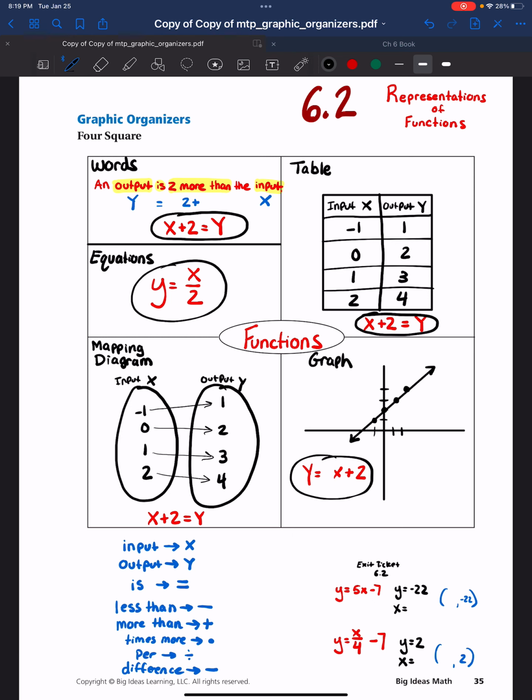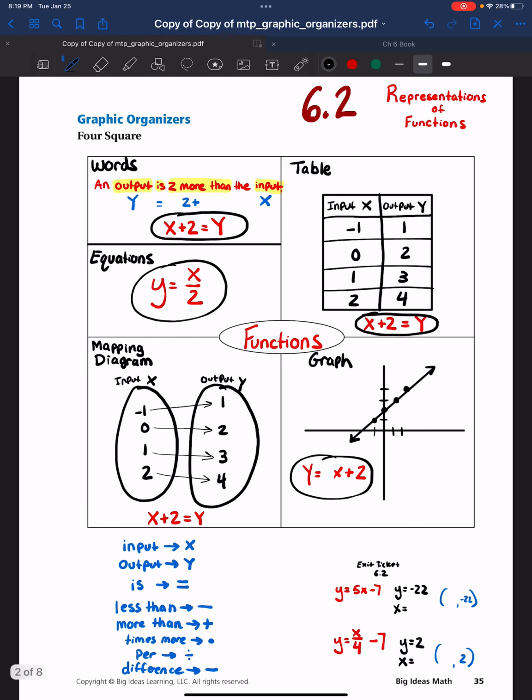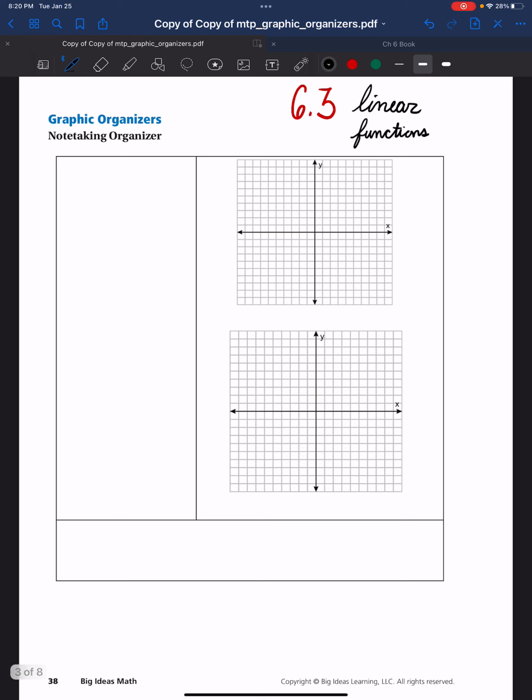In 6.2, we learned all about functions. We learned what makes a functional relationship. We learned about how to represent functions using equations, words, tables, mapping diagrams, and graphing. And the big gist I wanted you to get out of this is that a function is just a line, okay? We know y equals mx plus b is just a line. That's all a function is, okay? So today we're going to just strictly talk about linear functions. They are functions that create a line.